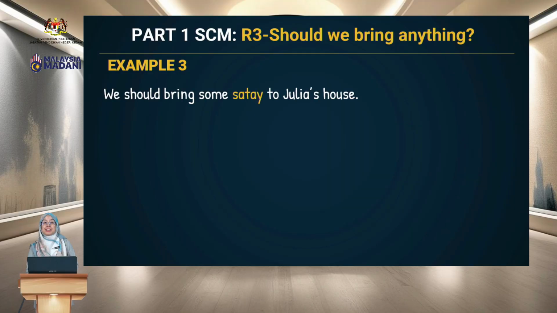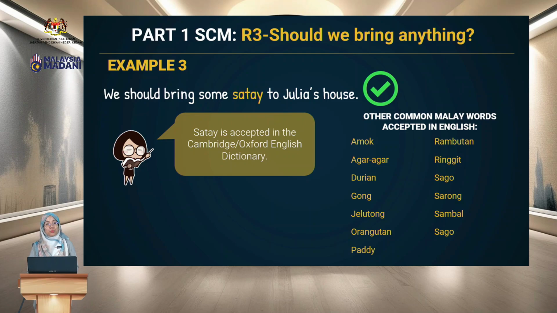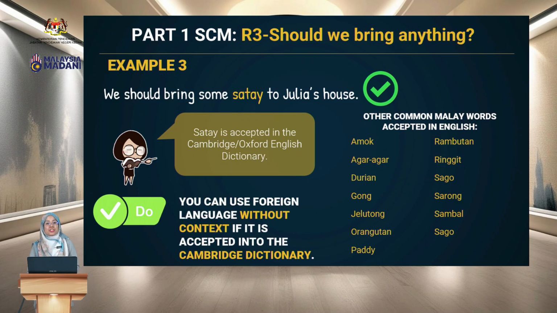Next, example number 3. We should bring some satay to Julia's house. Can you guess whether the word satay is accepted or not? It is accepted. Why so? I thought we cannot use foreign language. Here is a special case because satay is accepted in the Cambridge or Oxford English Dictionary. So here are other common Malay words that are accepted in English. So you can use foreign language without context if it is accepted into the Cambridge Dictionary. But if you are unsure, just give the context. Why take a risk? Am I right?